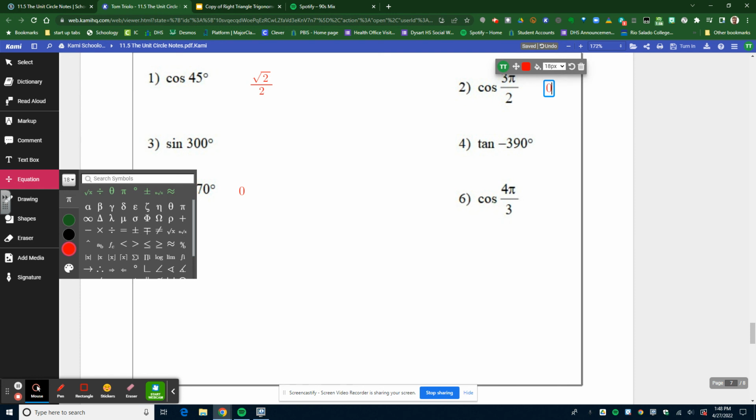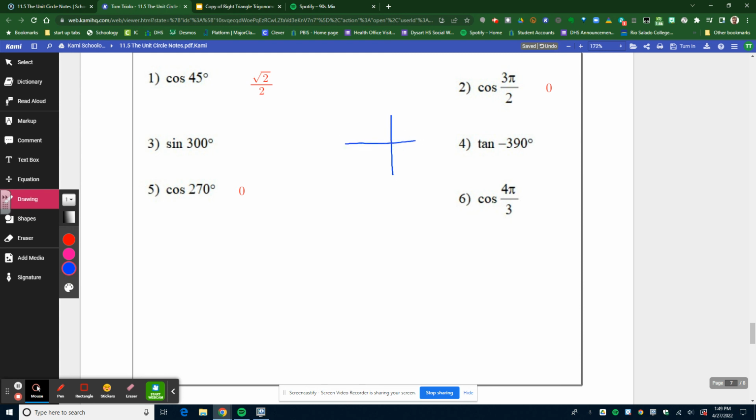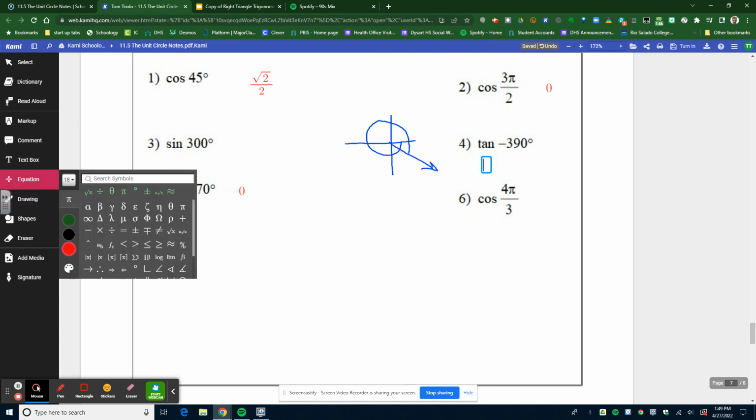Okay. We need a positive coterminal angle for negative 390. So remember, we're going counterclockwise, 360, and then 30 more. What is the positive coterminal angle for negative 390? 330. So it's really just tangent of 330. What's my y value on tangent? Negative 1/2.